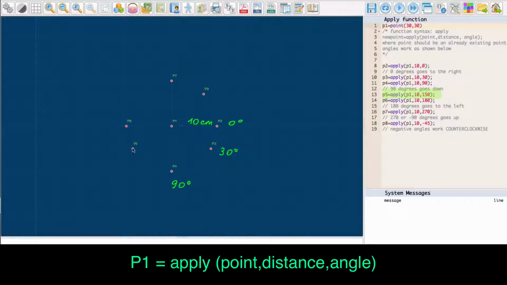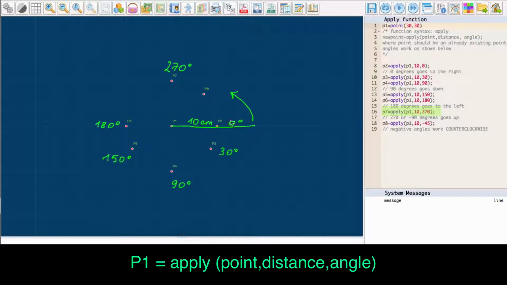Point P5 is at 150 degrees from point P1. Point P6 is at 180 degrees from P1, so to the left at 9 o'clock. Point P7 is at 270 degrees. We could also have said at minus 90 degrees. Both values are upwards at 12 o'clock.